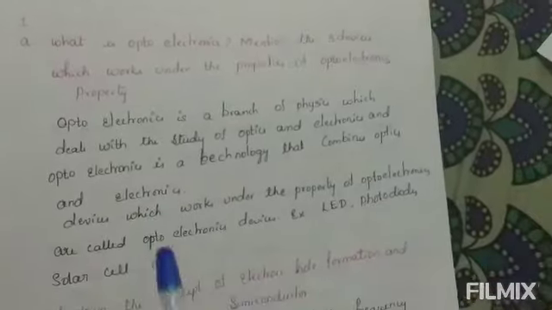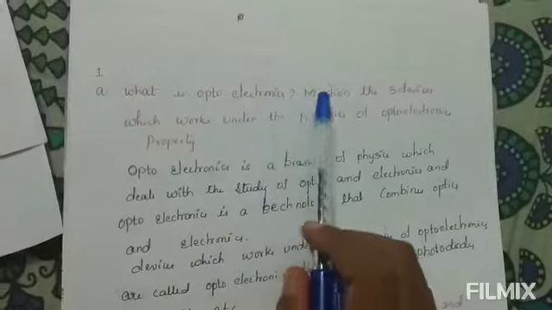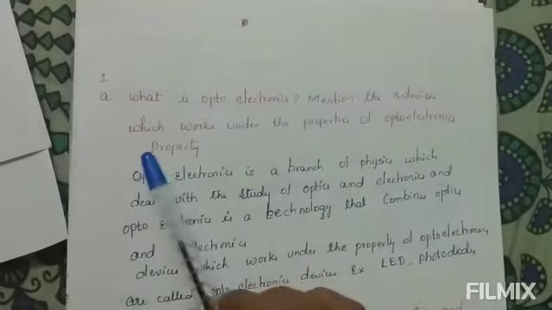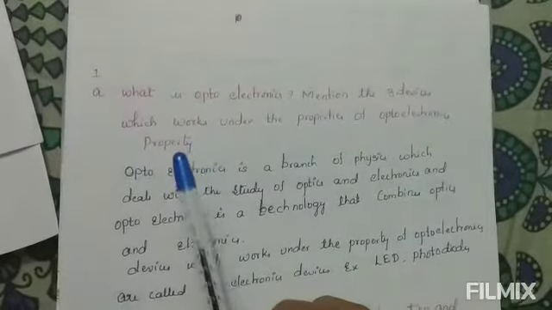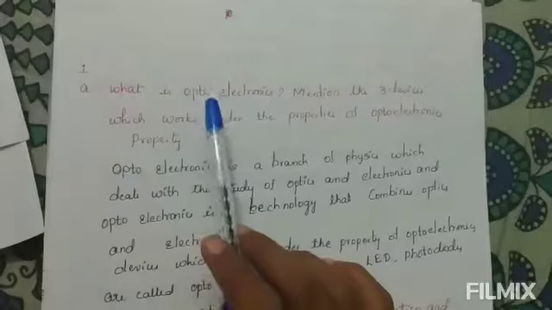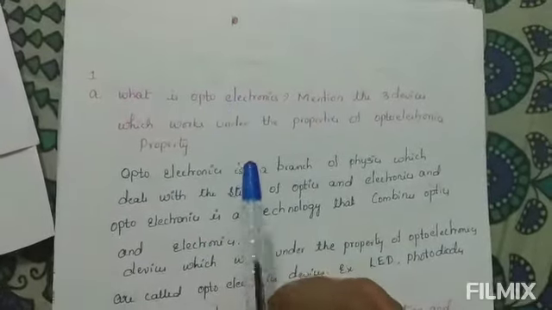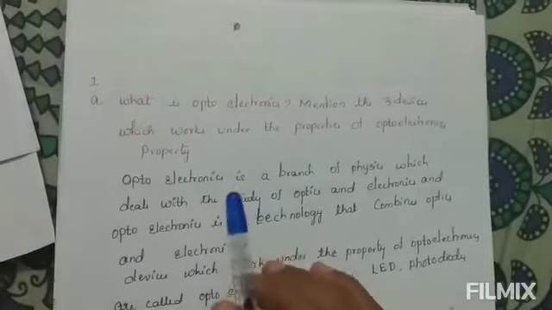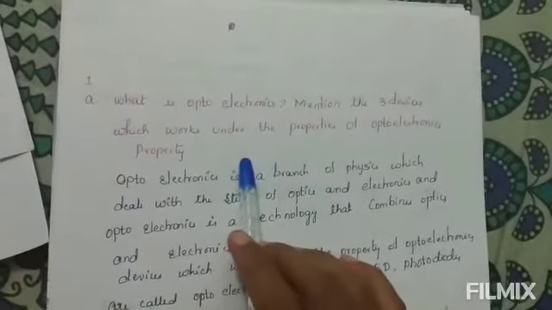The first question will be: what is optoelectronics? Mention the 3 devices which work under the properties of optoelectronics. For this question you should answer what you mean by optoelectronics and 3 devices which work under the optoelectronic properties. This question will carry 3 marks.